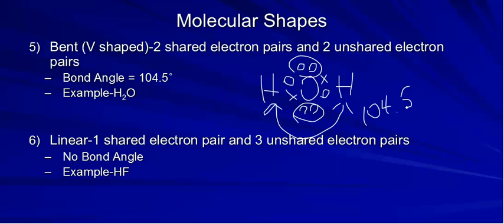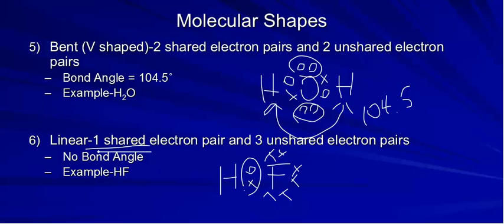Number 6 is linear. Has no bond angle. Example, HF. Anytime you only have 2 elements bonded together, like HF, there's only going to be 1 bond right here. Anytime you only have 1 bond, 1 shared pair, you're not going to have a bond angle because there's not 2 bonds. There's only 1. So there's no bond angle here, just 1 bond. Anytime you have 2 elements bonded together, they have to be in a line.